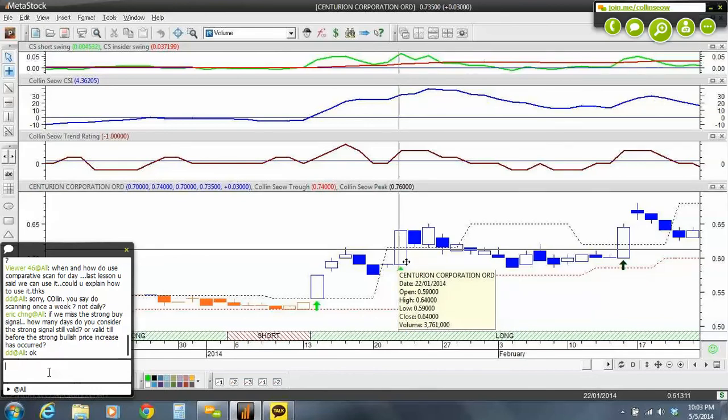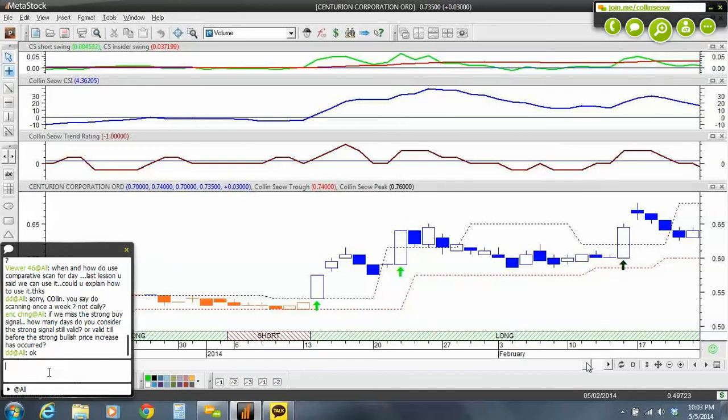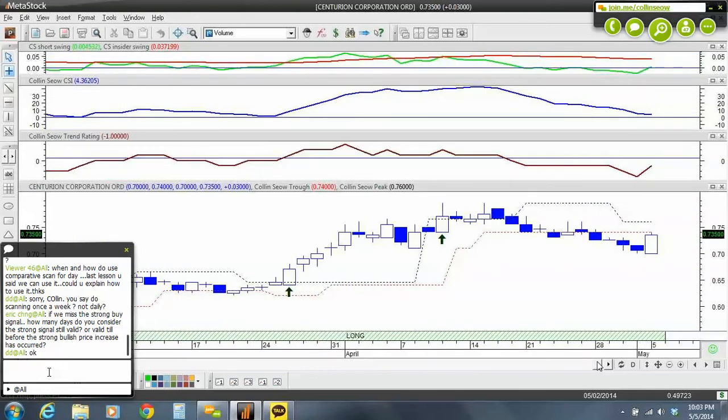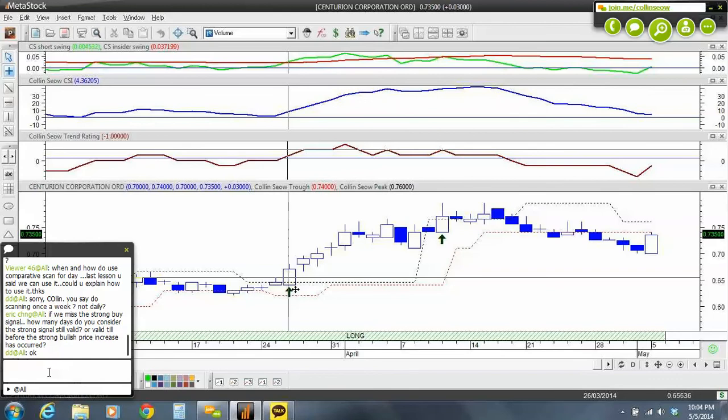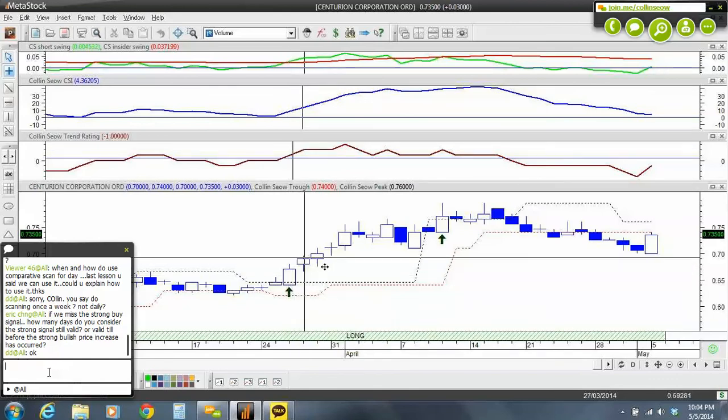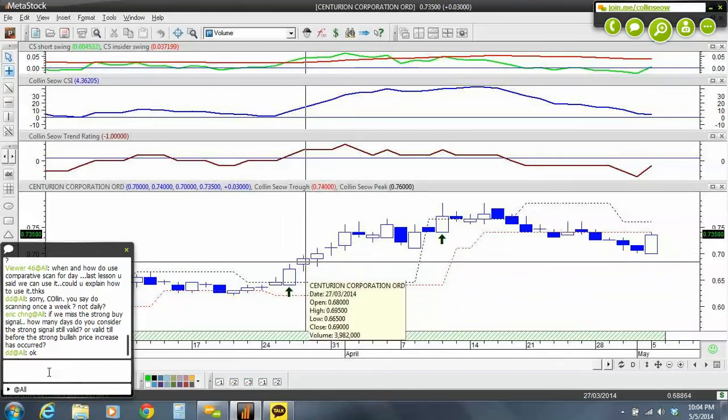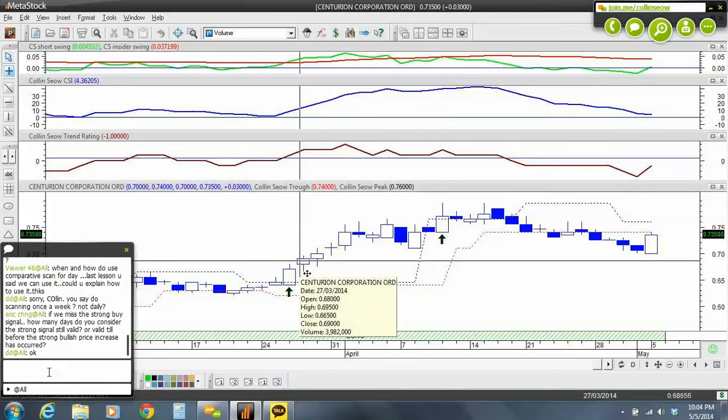Okay, so if you miss the strong buy signal, how many days do we consider the signal still valid? If I understand your question correctly, unless you have a strong buy, a strong buy breaking outside resistance with trend rating, how many days is the signal still valid? Okay, it's valid for the next day.